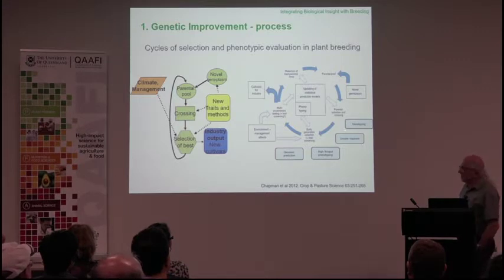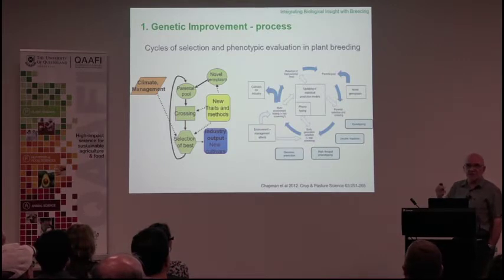There are things like double haploids where you can rapidly produce homozygous material, and so that gets you through this whole cycle a lot quicker. High throughput phenotyping, where you can get a lot more bang for your buck in phenotyping, but again, generating lots of information, and the question becomes what to do with it.